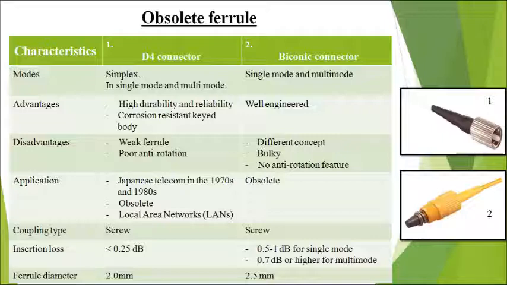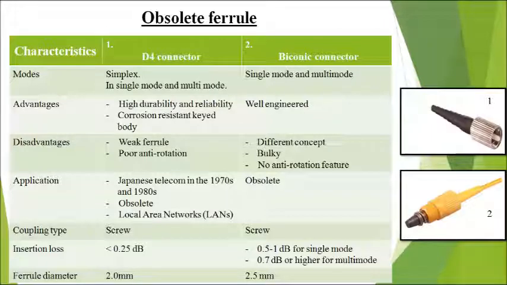T4 connector has been used in Japanese telecom in the 1970s and 80s. It also has been used in the local area networks. T4 connector uses a screw type of coupling. The insertion loss of T4 connector is less than 0.25 decibel. The diameter of the ferrule for the T4 connector is 2.0 mm.